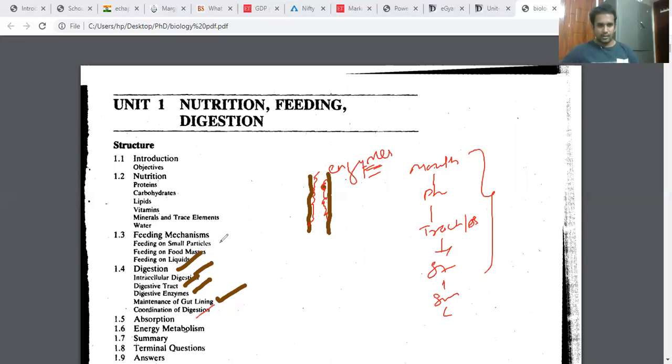Then we will see the summary, and some questions are also there. We'll look into it.